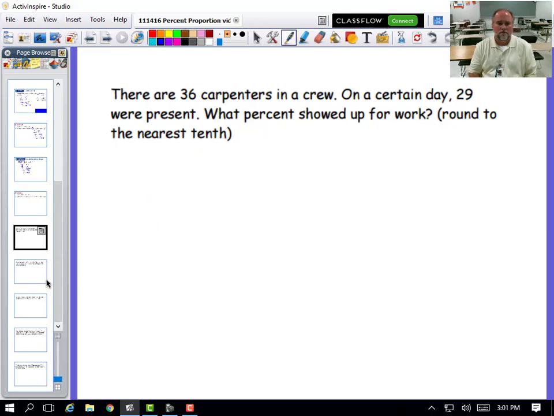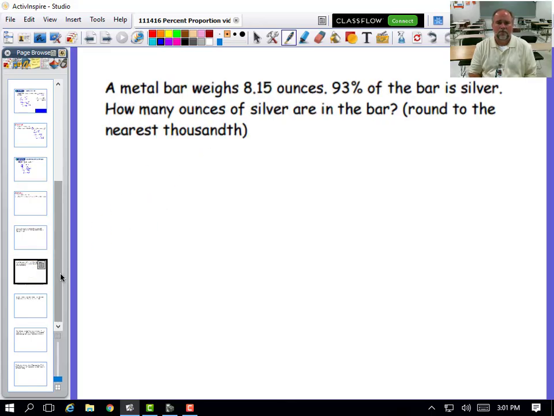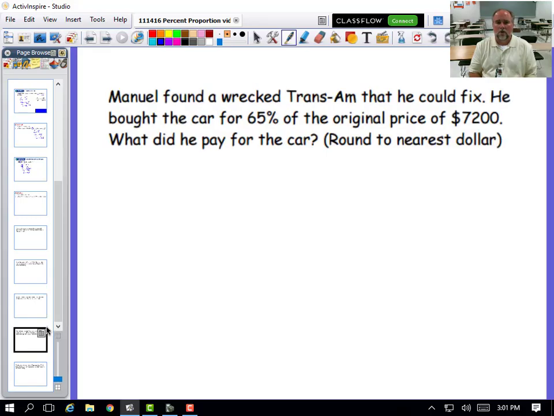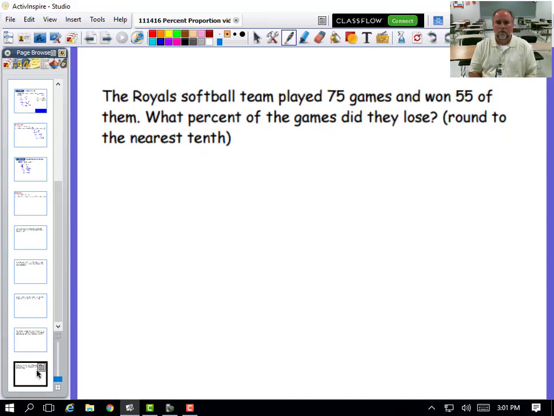This is the first one. Here is the second one. Here is the third one. Here's a fourth one. And here's the fifth one. So that is using the percent proportion to solve percent problems.